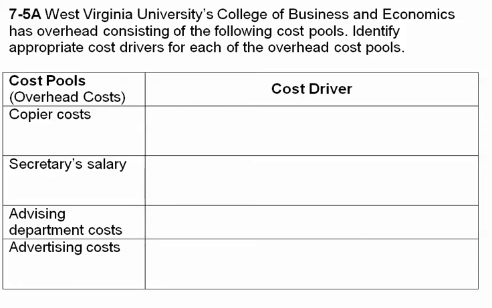In this case, what we're doing is looking at the overhead, but the overhead is divided into various cost pools, and these are separated based on these costs being driven by different types of activity.